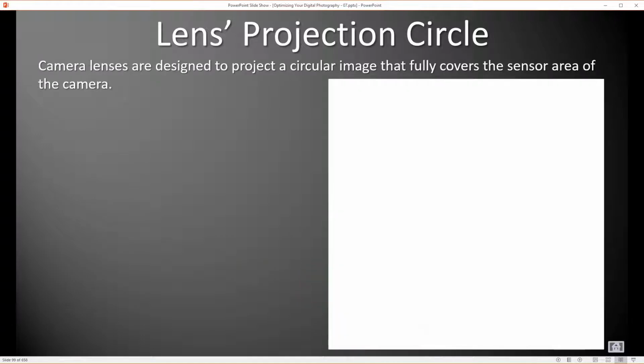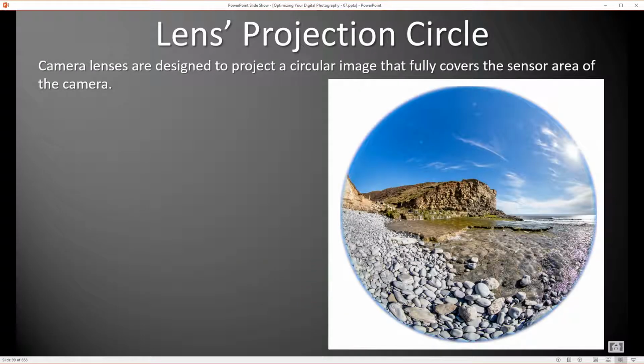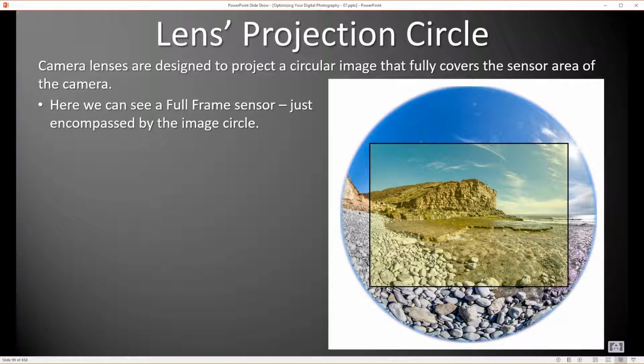Lens projection circle. Now, when you have a lens, they project a circular image onto the back of the camera, and in the center of that, of course, hopefully the sensor is positioned. And for a full frame sensor, full frame lenses are designed to just go right around the outside of the sensor, giving you full detail and full illumination around the outside.